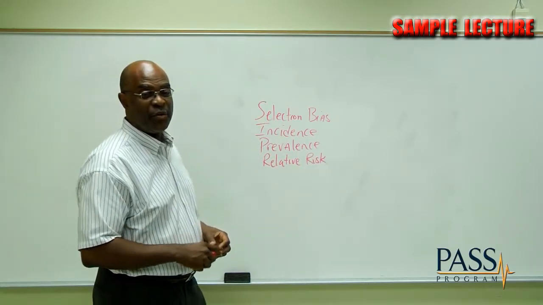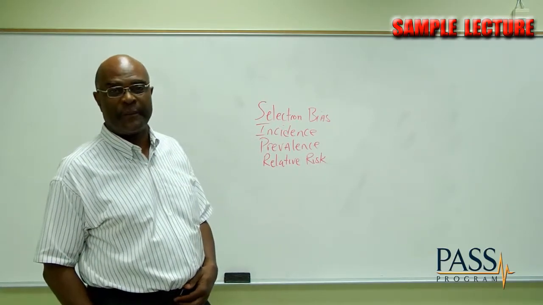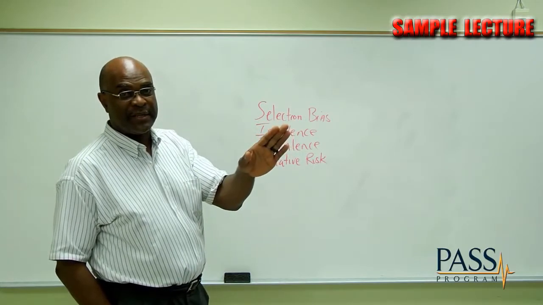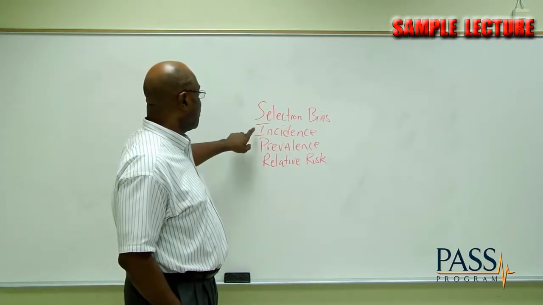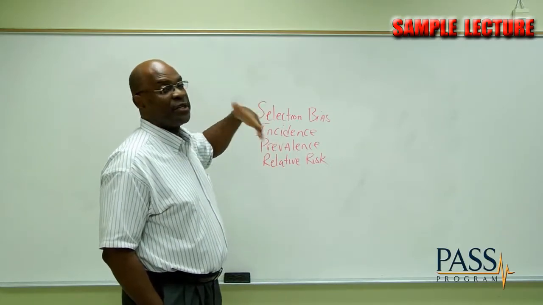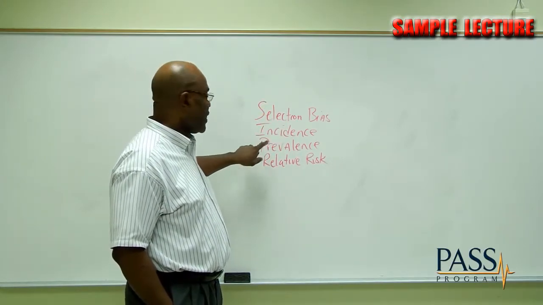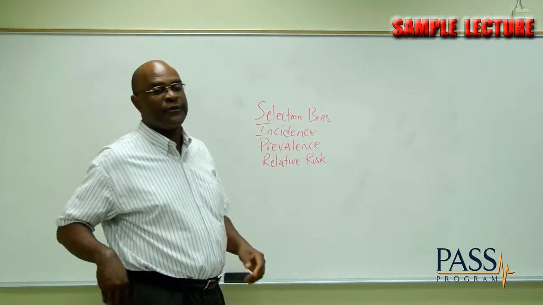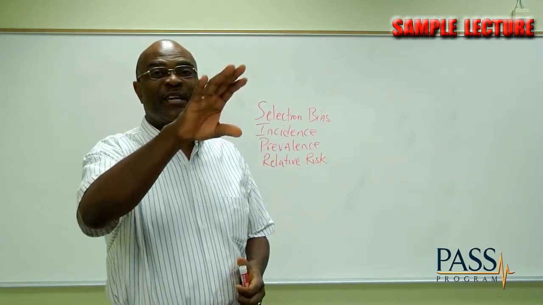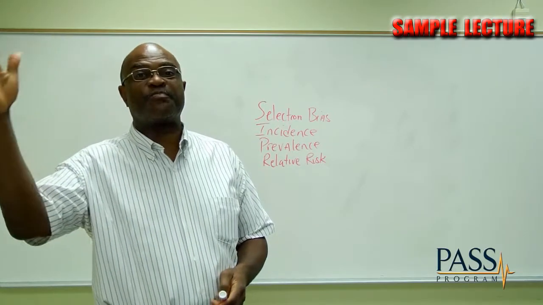So once again, whenever you do a prospective study, you're going to follow these people forward in time. You're going to be looking for new cases as incidents. You're going to be looking to calculate the total cases as prevalence. And then you look for relative risk. Relative risk is the chance of getting the disease after an exposure.